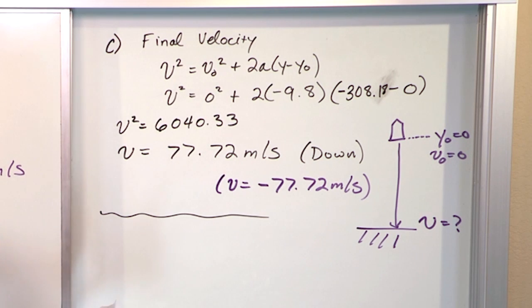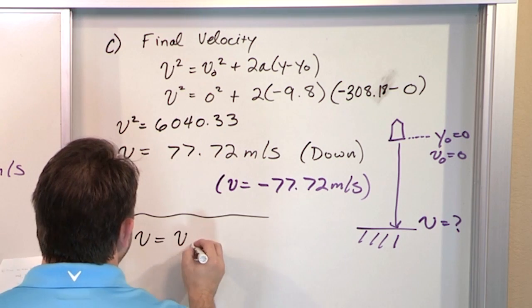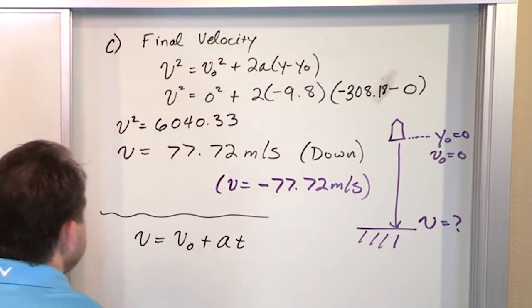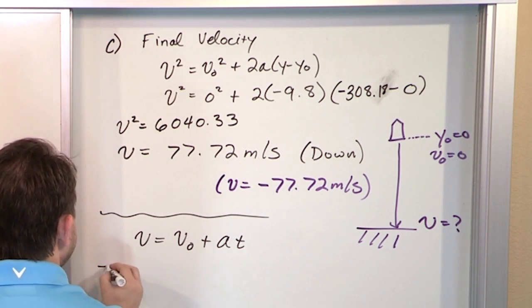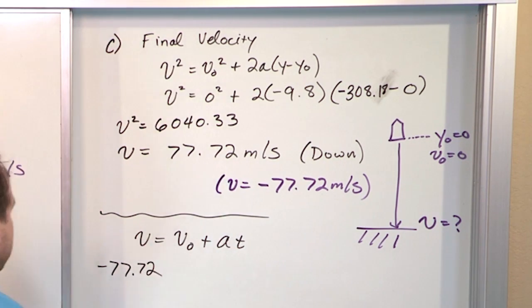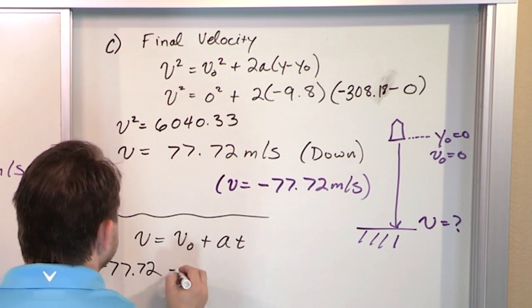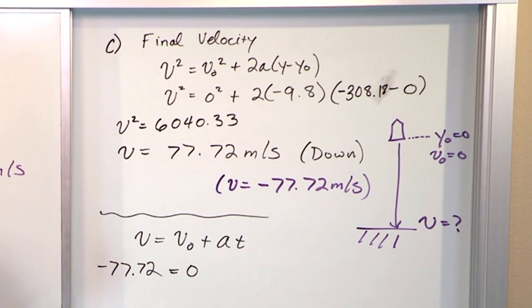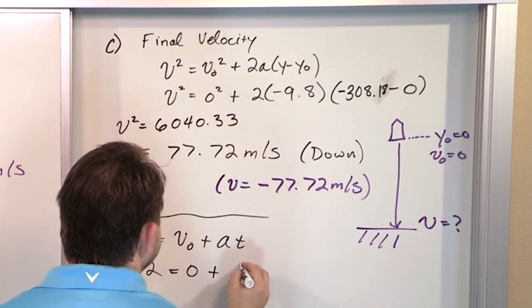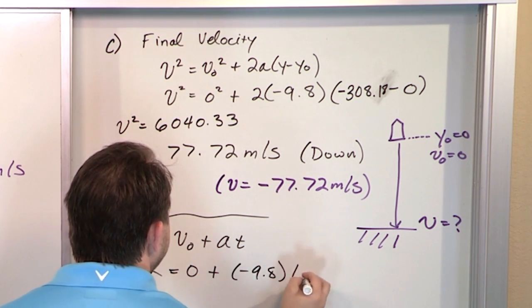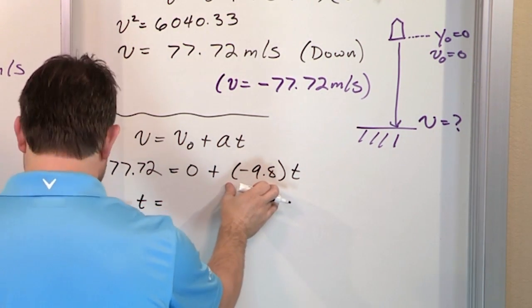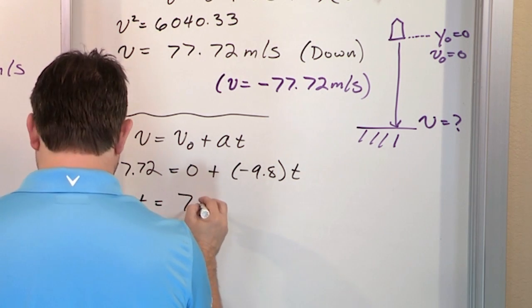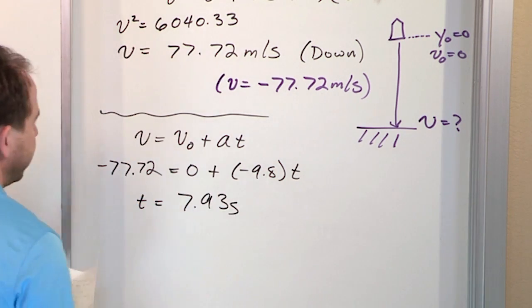So the next part of the problem is we want to find the time, right? So we're going to use v is equal to v naught plus acceleration times time. The final velocity of this rocket, just feeding it in from here, is negative 77.72 with the correct sign, meaning it's going down. The initial velocity of the rocket is 0 at the top, plus the acceleration is negative 9.8, and then we have the time. And so then the time, when you divide, you're going to get a negative divided by a negative, so what you'll get is a positive 7.93 seconds.